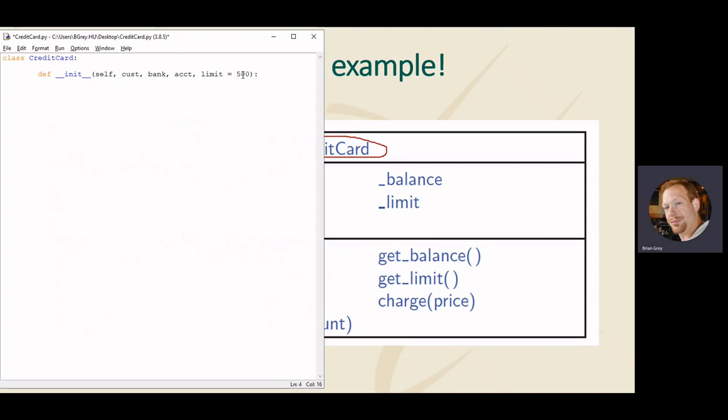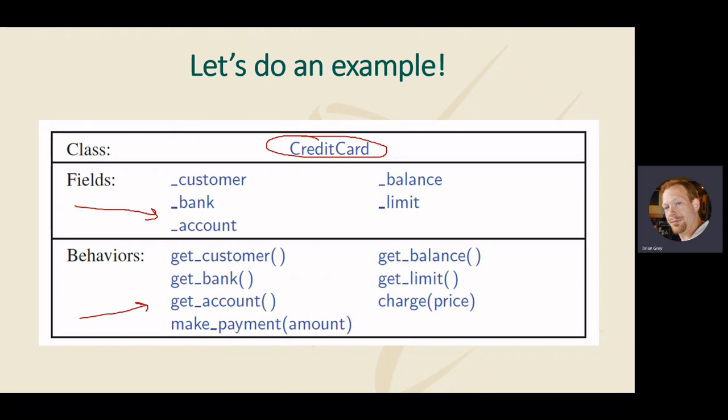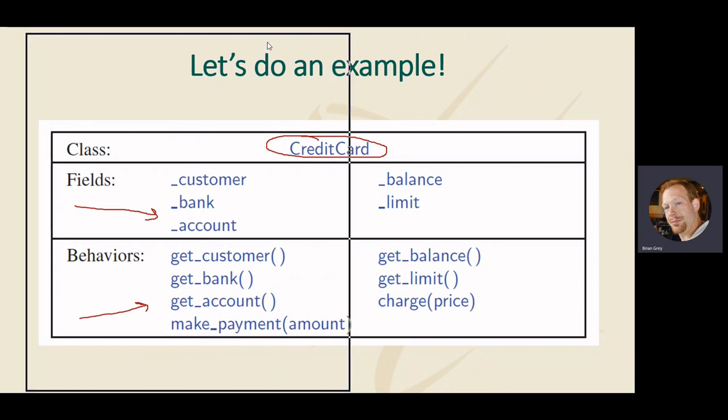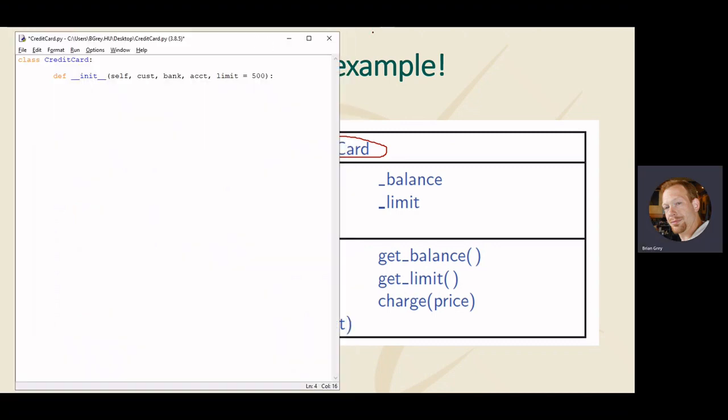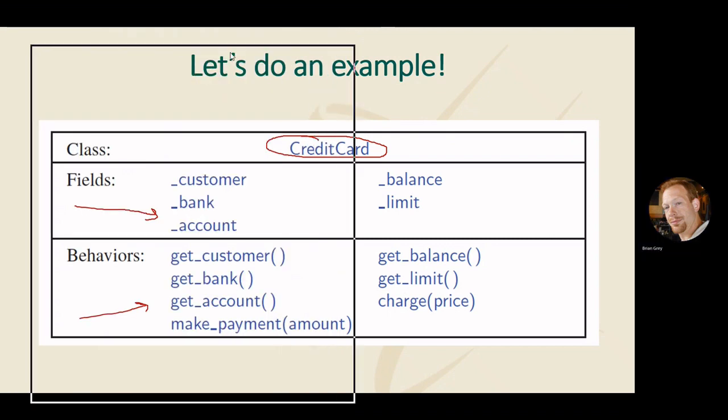Now let's go in. Now we have to create our state. We have to create our object state. And again, I'm going to move this over. Customer, bank, account, balance, limit. So cool. And look, they even have the underscore in front of them.